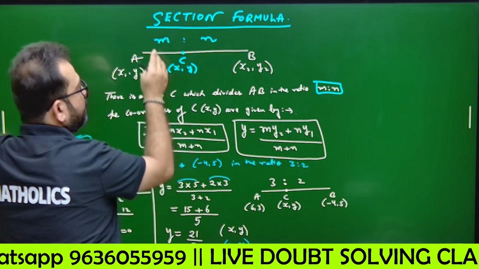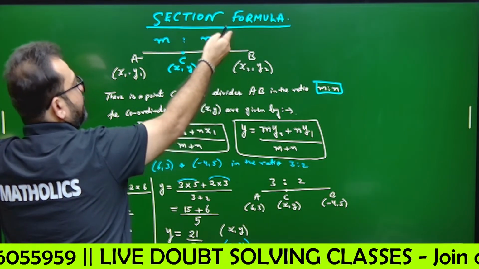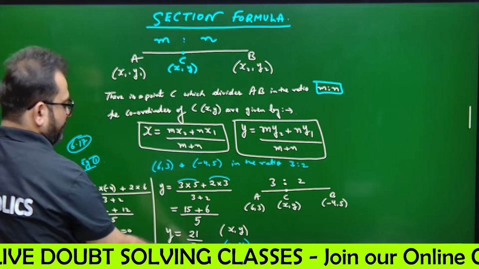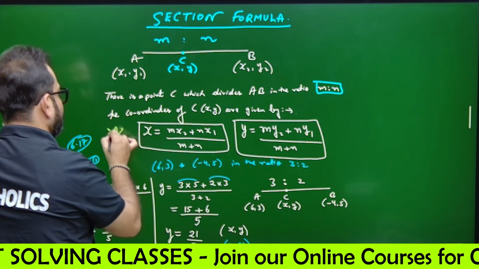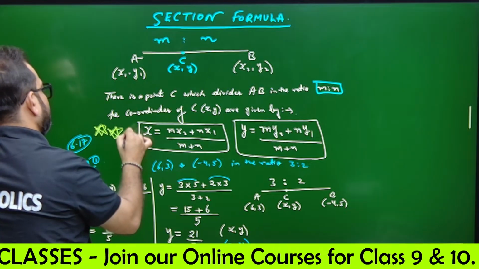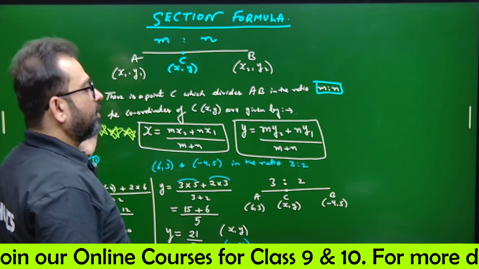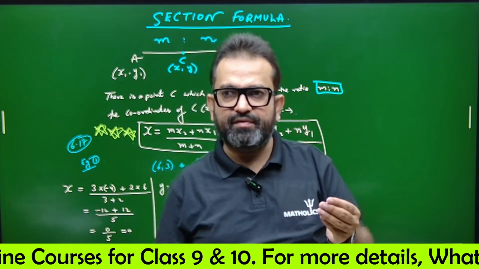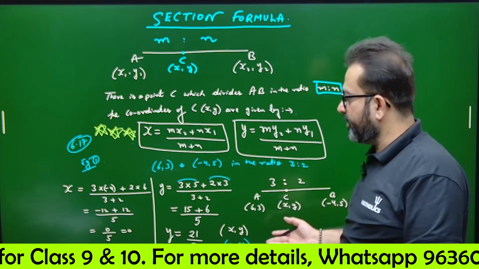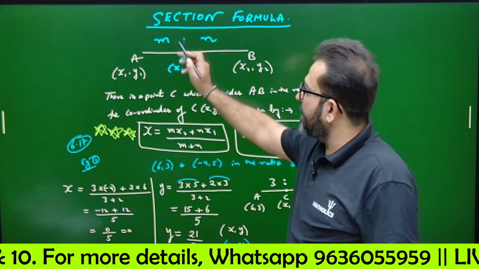So x is equal to m x2 plus n x1 upon m plus n, the first formula. This formula you must copy. This is a 3-star formula, and based on this formula only you'll get at least a question of 3 to 4 marks from coordinate geometry. So copy this, x equals to m.